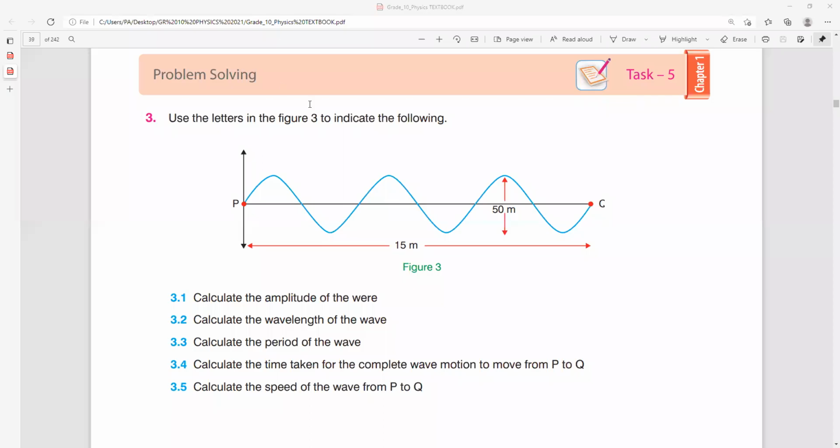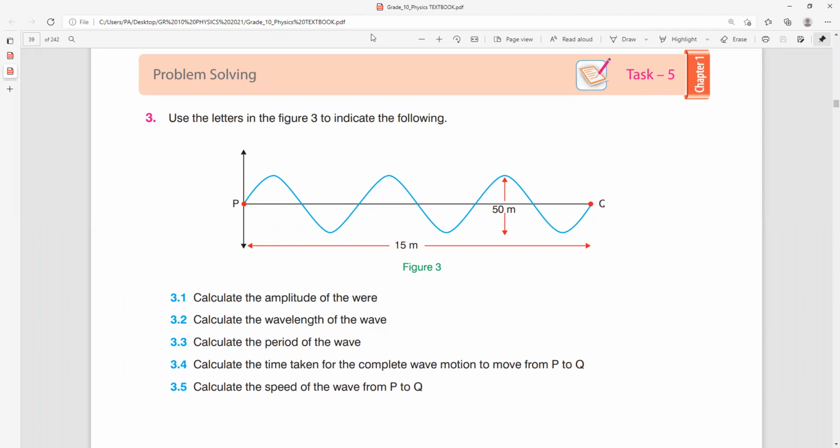All right. Today we are answering these questions, people. First of all, what they ask: calculate the amplitude of the wave, where this wave is here, of course. So calculate the amplitude of the wave. How can we calculate it, people?